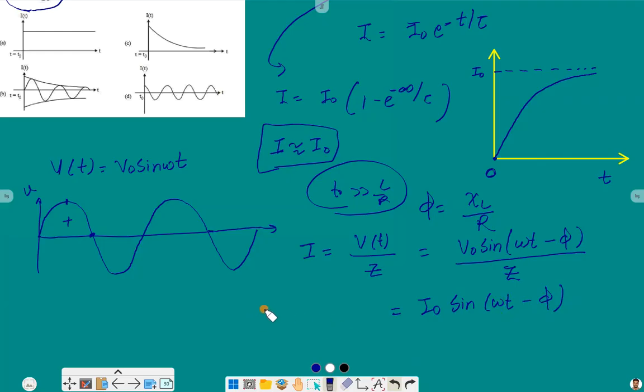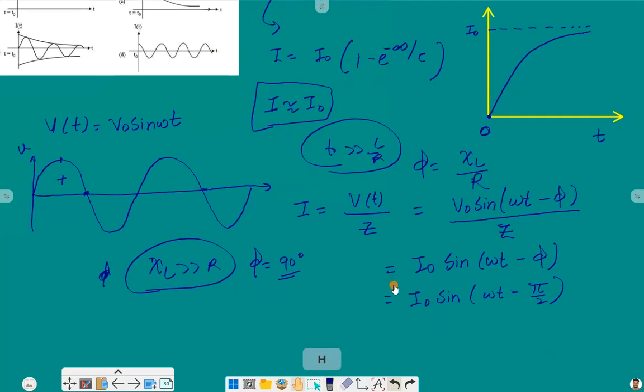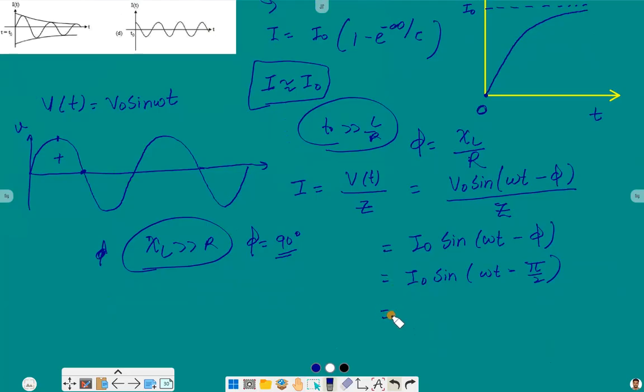Now in case of a circuit where I can say if XL is very large as compared to R, then this phi becomes almost 90 degree, and in that scenario I becomes I node sine omega t minus pi by 2. And with respect to that, we can write it like minus I node sine pi by 2 minus omega t, and that will be minus I node cos omega t.